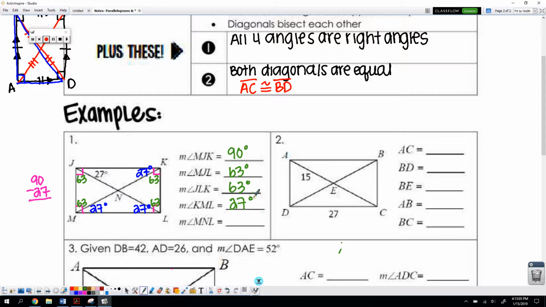And then we have MNL. We haven't done that one yet. But if we look right here, we have a triangle, and all triangles add to 180. So we could do X plus 27 plus 27 equals 180. So we have X plus 54 equals 180. And then we'll just subtract. So if we subtract, we should get 120.